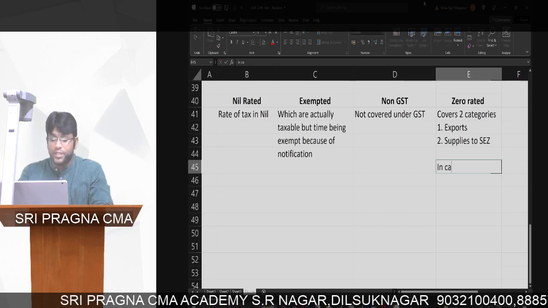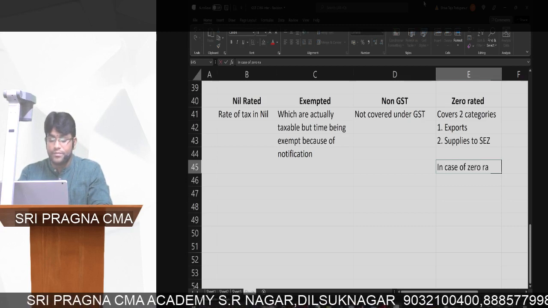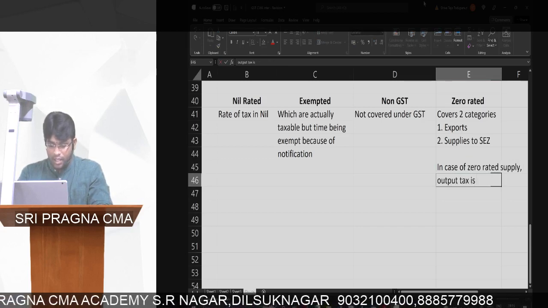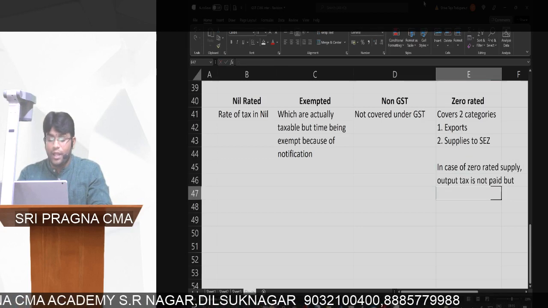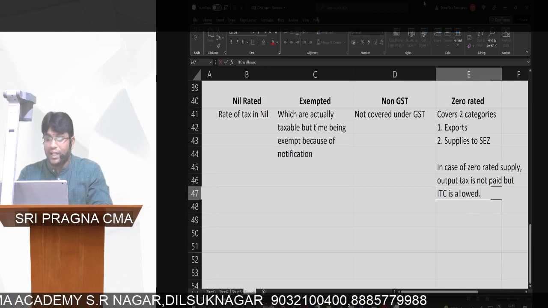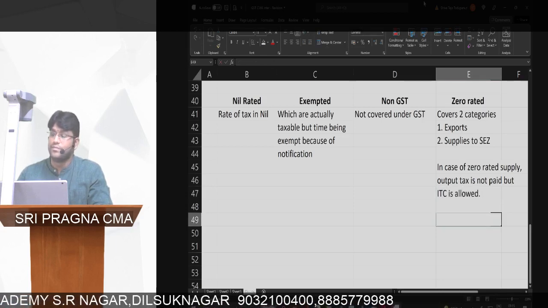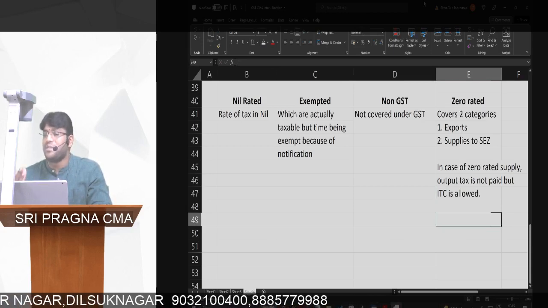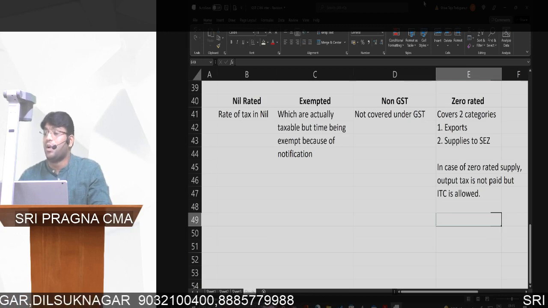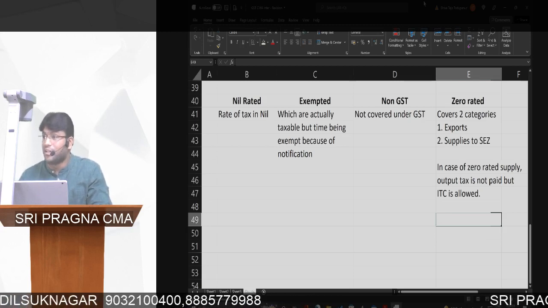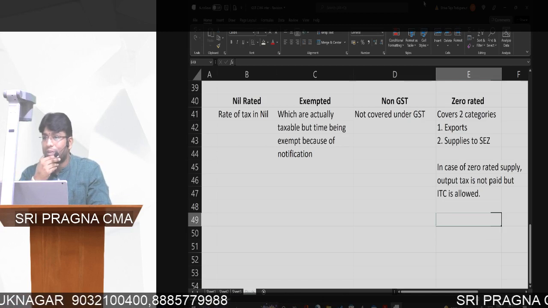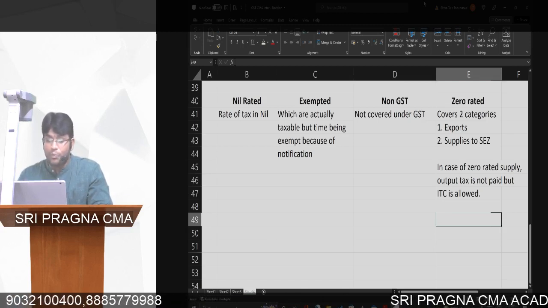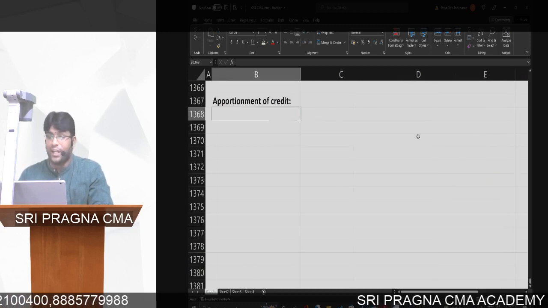And let me tell you an interesting point. In case of zero rated supply, output tax is not paid, but input tax credit is allowed. Obviously, because we are doing a top activity called exports, the government is extremely happy. That is the reason why there is something called foreign trade policy. Fantastic schemes are there, which you learn in your CMA final. Don't worry. So clear, friends, everybody? Come on, what is the point? In case of zero rated supply, output tax is not paid, but input tax credit is allowed.